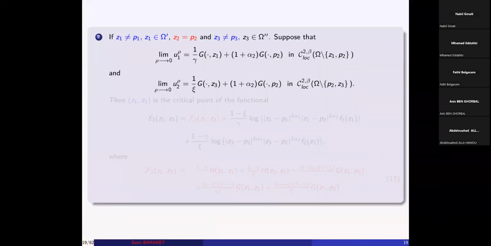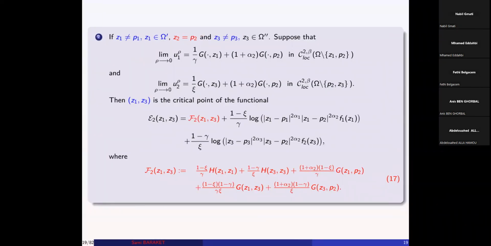Now passing to the third case, when Z1 is different from P1 and Z3 is different from P3, if we want U1 rho to blow up on Z1, P2 and on Z3, P2, then Z1, Z3 is a critical point of the functional E2 given by this expression, where F2 is also a linear combination of the Green function and its regular part.